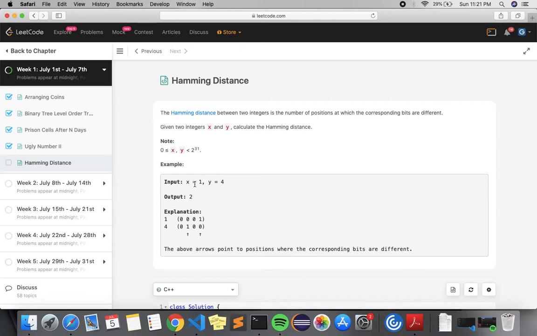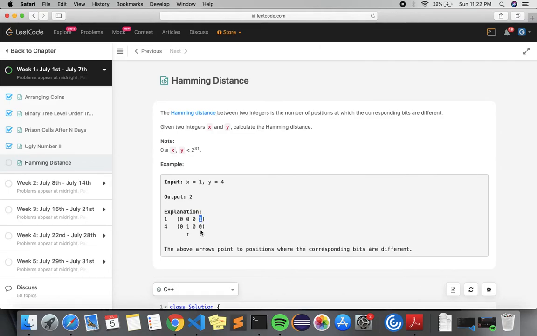For example, x is equal to 1 and y is equal to 4. The bit representation of 1 is 0001 and the bit representation of 4 is 0100. Here we can see that the last bit is different. For 1 the last bit is 1 and for 4 the last bit is 0. First we initialize our Hamming distance to 0, because if they are the same number, then the Hamming distance is 0. So initially the Hamming distance is 0.